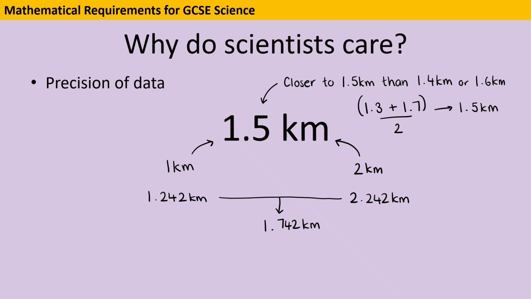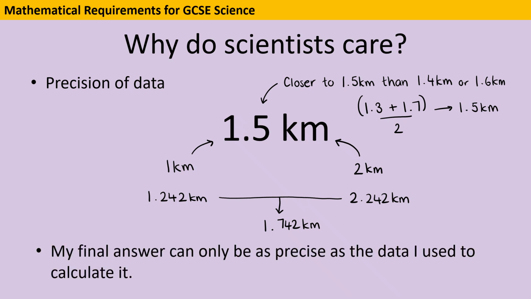So what we're saying is that our final answer can only be as precise as the data that we've used to calculate it. If all you know is that one person has walked 1 kilometre and one person has walked 2 kilometres, you can't give your final answer to the nearest 0.1.